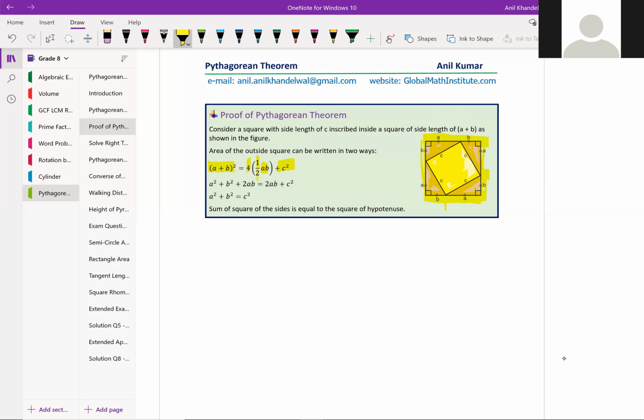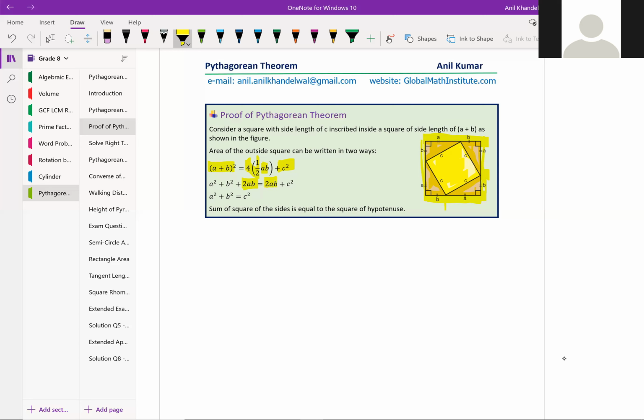Now it is a question to simplify. A plus B whole squared is what? A squared plus 2AB plus B squared. Correct. It is A squared plus B squared plus 2AB. On the right hand side, 4 divided by 2 is 2. So we have a term 2AB there also. 2AB, yes.